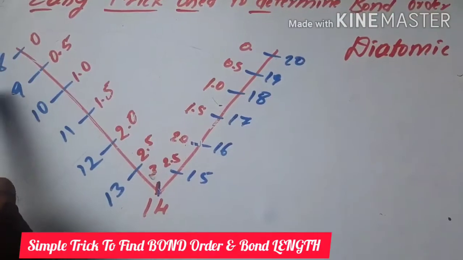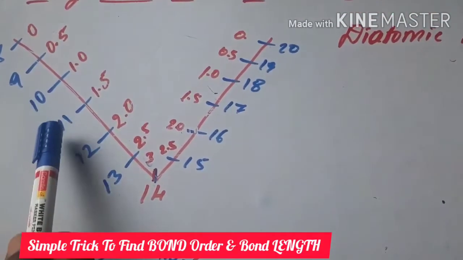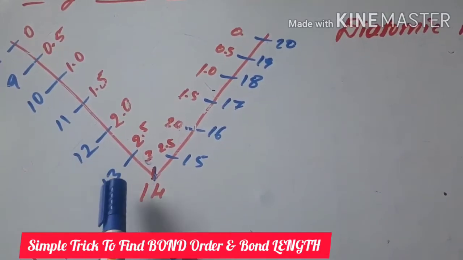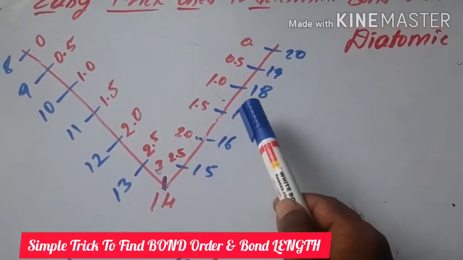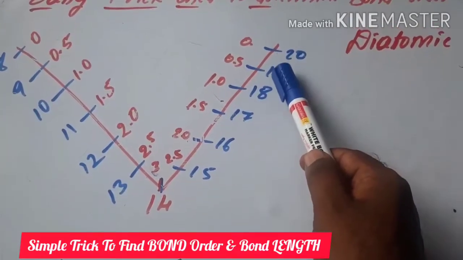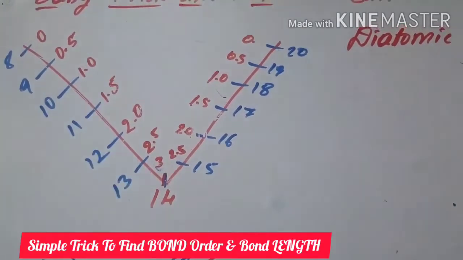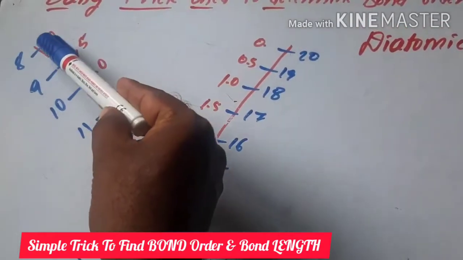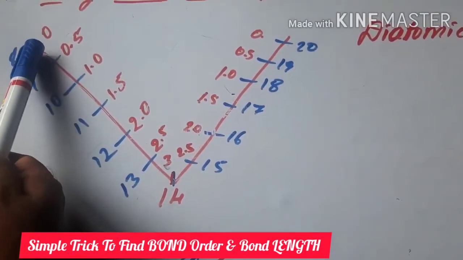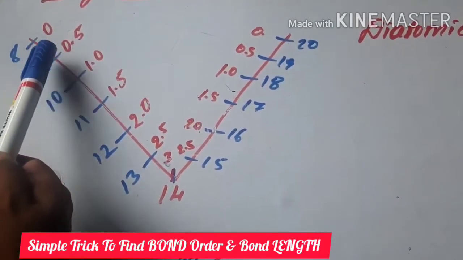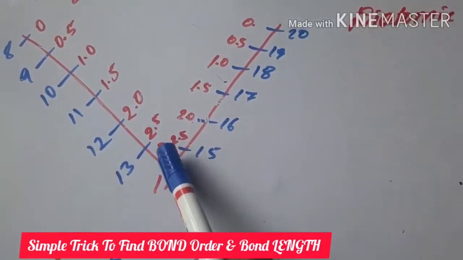Then write the number of electrons in increasing order: 8, 9, 10, 11, 12, 13, 14, and then it rises to 15, 16, 17, 18, 19 and 20. That indicates the number of electrons. And then on the next side, the bond order slightly increases from 0 to 0.5, 1, 1.5, 2, 2.5, 3.